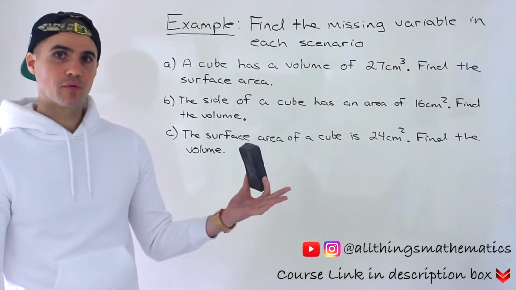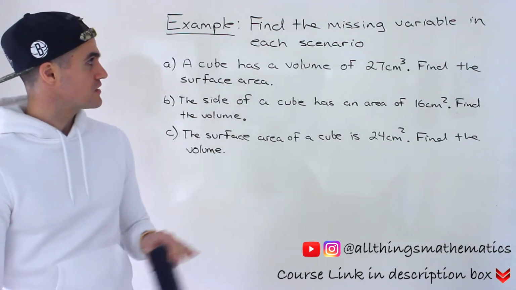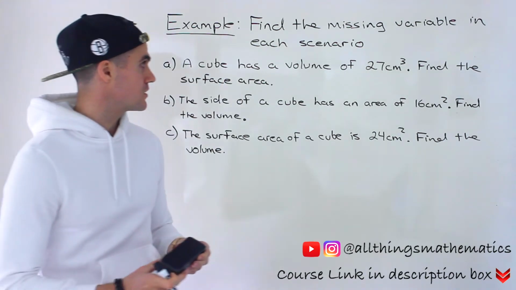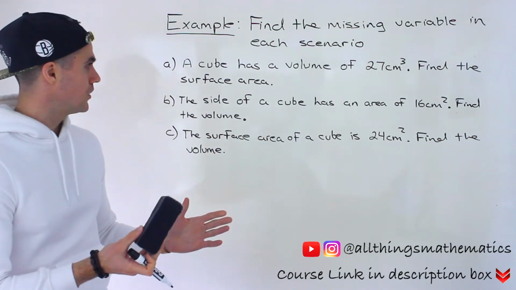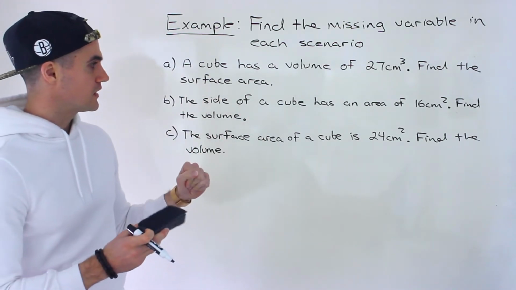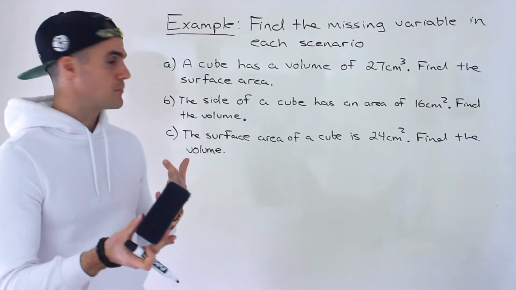So a follow-up from the previous video where we have to find the missing variable in each scenario. In the previous video we were dealing with a square and a rectangle. Notice here we're going to be dealing with a cube, so we're going to be dealing with a three-dimensional shape.